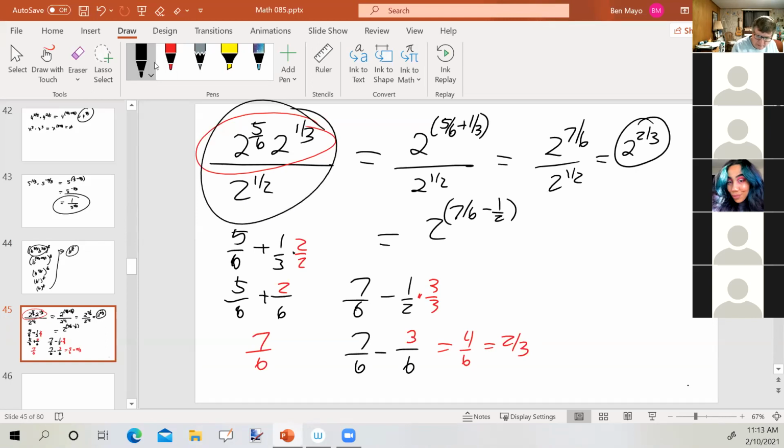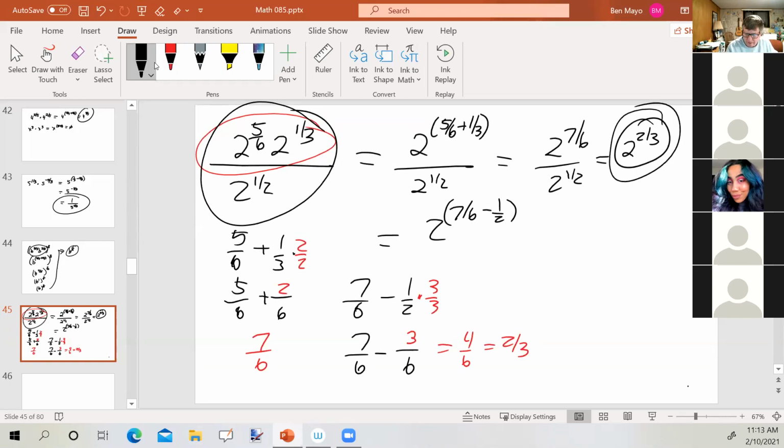So that whole thing simplifies down to that. Good review of adding and subtracting fractions there. Or maybe not a good review. Maybe you're going, ah. Okay.